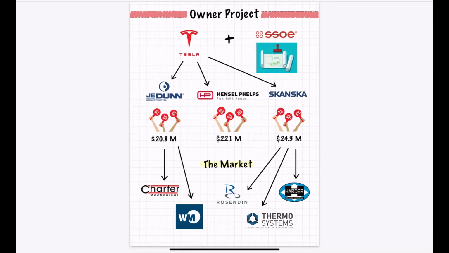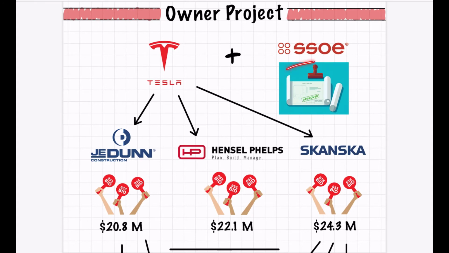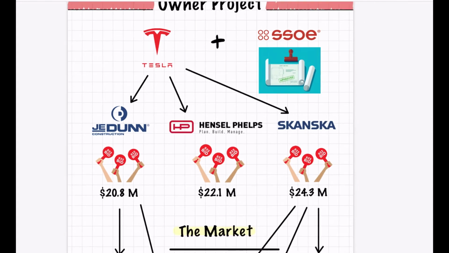So I totally made this up. I'm not even sure if Tesla works with SSOE, but I just grabbed a random company and threw them with a designer. Let's just say that Tesla and SSOE designed something together. They approved the drawings. What happens next?